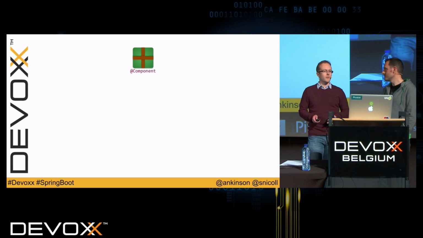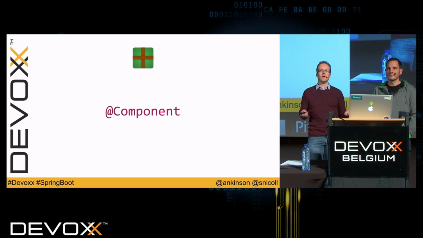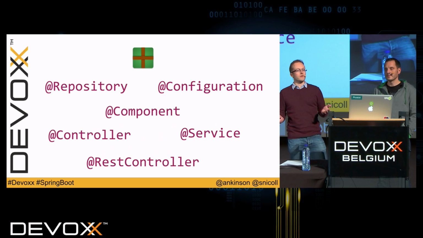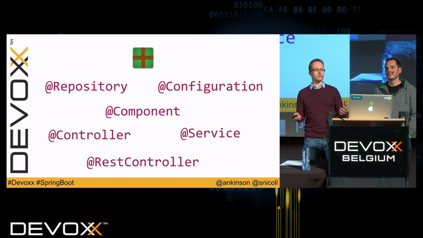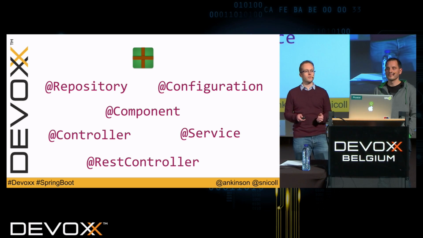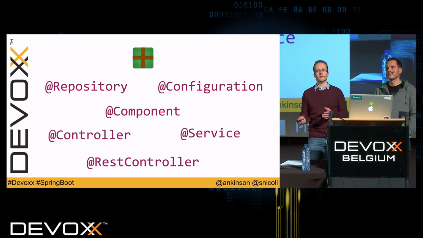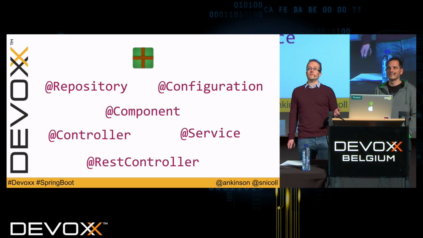All right, so we've got our package, and in that package we find components. But there are other things other than just component. There are various specializations of components. The repository annotation, for example, gives a bit more information about the type of component that it is. It could be a repository, or a Spring MVC controller, or a REST controller, one where any values returned from its methods are sent back as the response body. It could be a service, or a configuration class, which is a component itself.